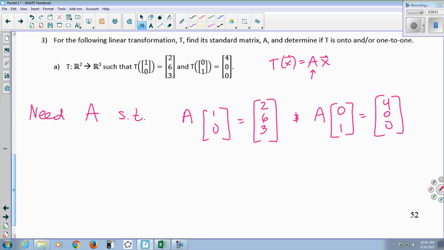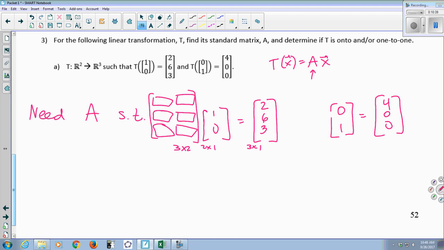So let's do some analysis in terms of the dimensions. 1, 0 is a 2 by 1, right? Which means that A would have to be something by 2. 3 by 2, because the output is a 3 by 1. So I have to make the inner dimensions match, and the outer dimensions are the result, 3 by 1. So A has to be a 3 by 2 matrix. Instead of writing A, I'm going to build an empty 3 by 2: 3 rows, 2 columns. And over here, same thing, I need a 3 row, 2 column matrix.